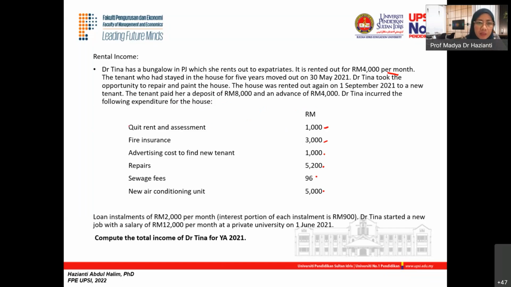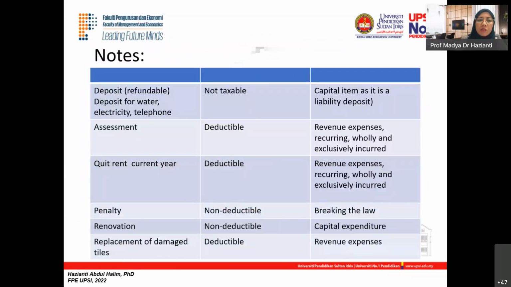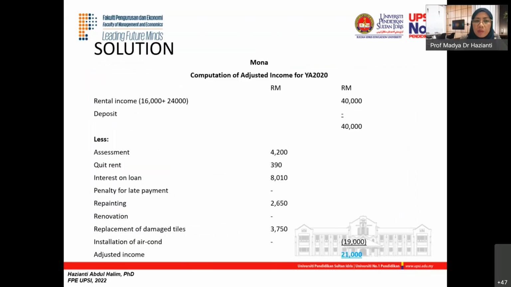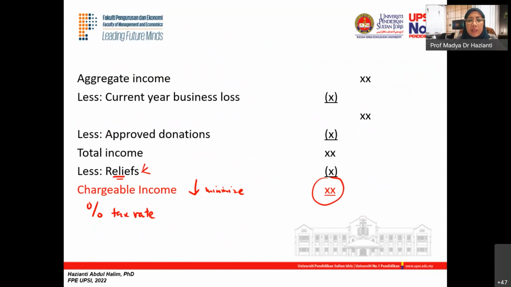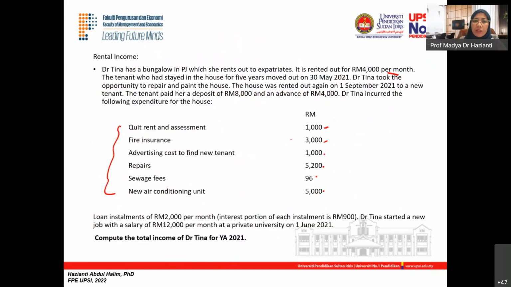Alright, so expenditure ni, from this expenditure, if you look at your notes ni, dekat sini, mana table tu. Right, so based on this one, you have to identify lah expenses yang saya letak dekat situ tadi, mana yang deductible, mana yang non-deductible. Macam kita buat untuk Mona ni hari tu kan. Nampak? So all the assessment, quick rent, interest on loan semua deductible. So here this part yang deductible ialah inilah quick rent, fire insurance. What about advertising cost to find new tenant? Deductible tak? Tak deductible sebab dia first advertising.